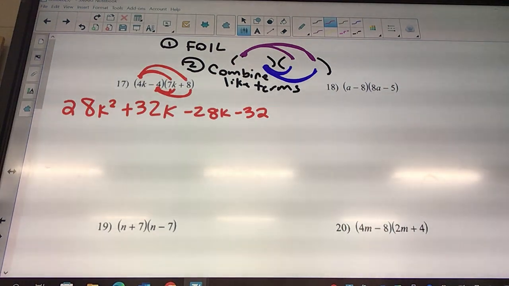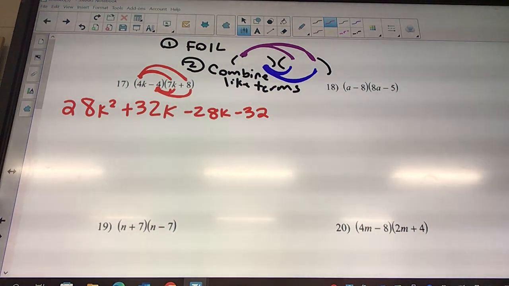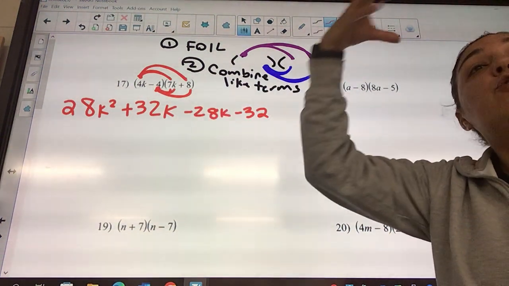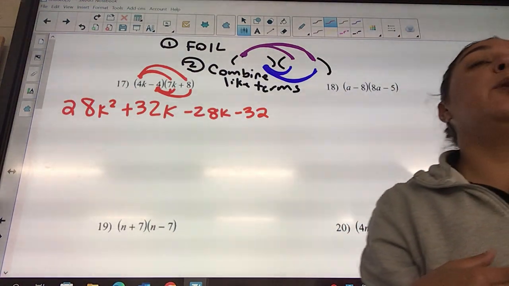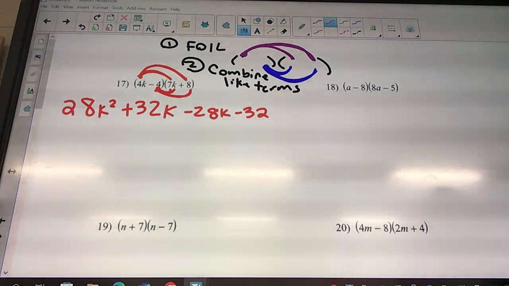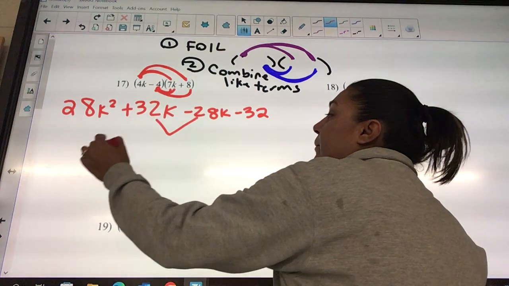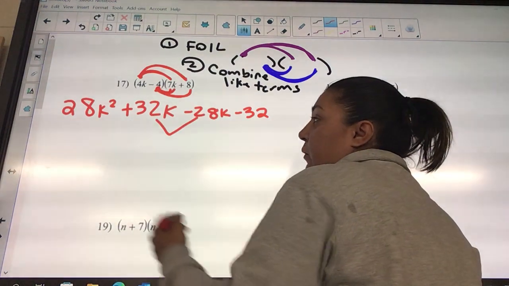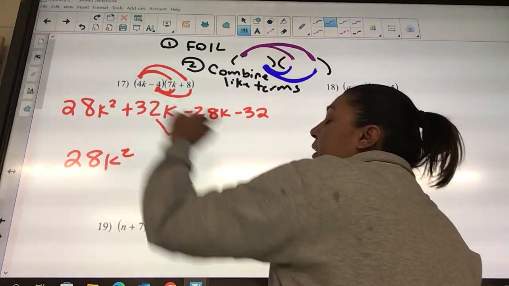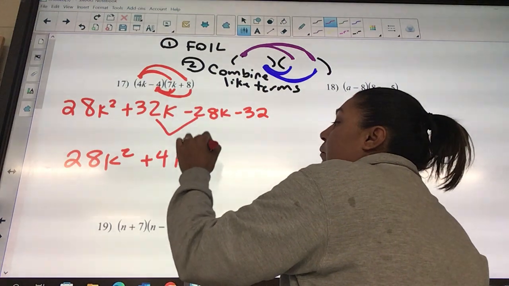Okay, and then we look at this and say, well, what can we combine? The k's, okay? So see how this has K or K1, and he's got K or K1. That means you can put those two together. We cannot put a K2 with a K1, but you can put the two middle ones together. Okay, so on your calculator, type in plus 32 minus 28. And what is that going to give you? 4. Okay, so the 28K2, we're going to drop down 28K2. For this guy, when we type that in on our calculator, we got a positive 4K minus 32.